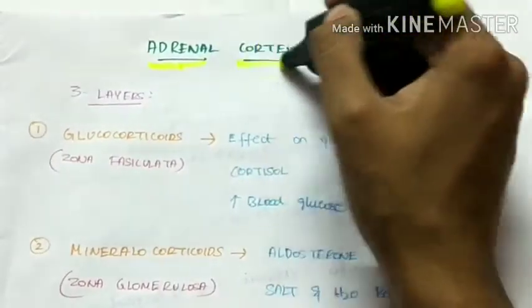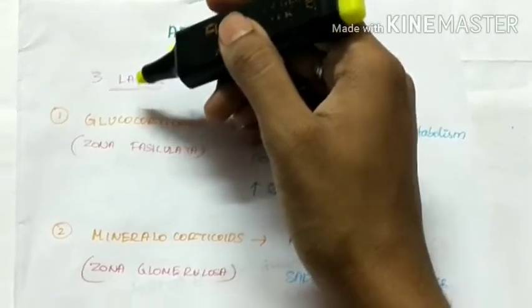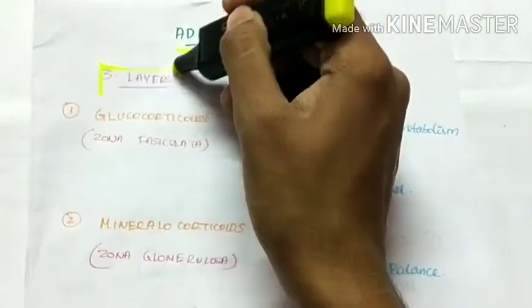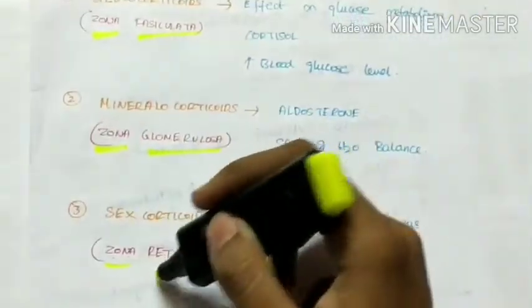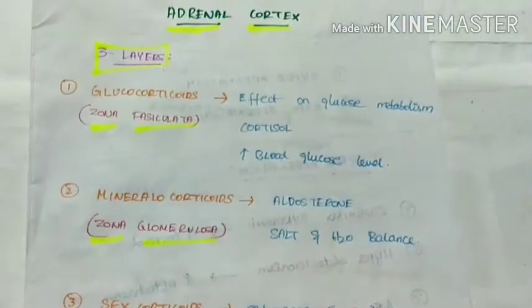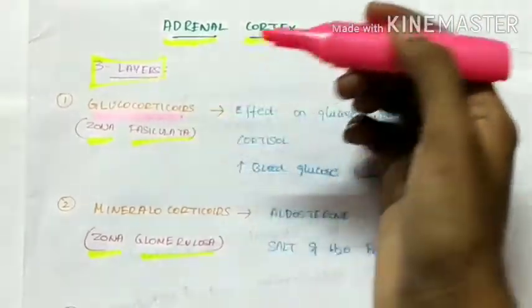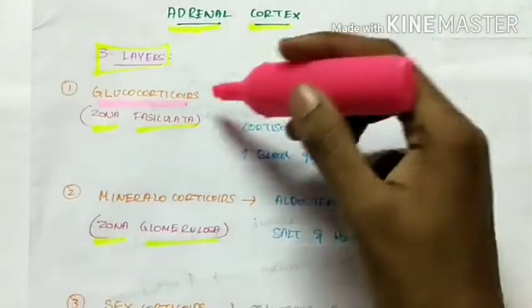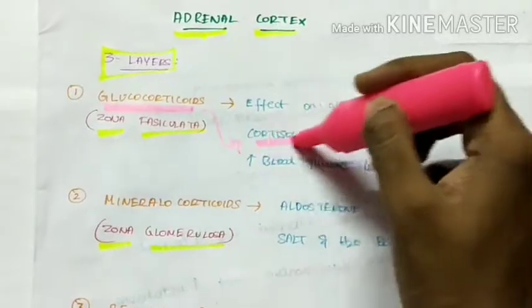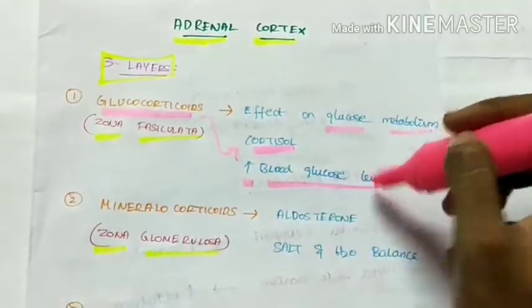Pathology of adrenal cortex. First, let's see about the structure of adrenal cortex. It is made up of three layers: zona fasciculata, zona glomerulosa, and zona reticularis. The zona fasciculata produces glucocorticoids which have an effect on glucose metabolism. The glucocorticoid is cortisol mainly. So this elevates the blood glucose level.